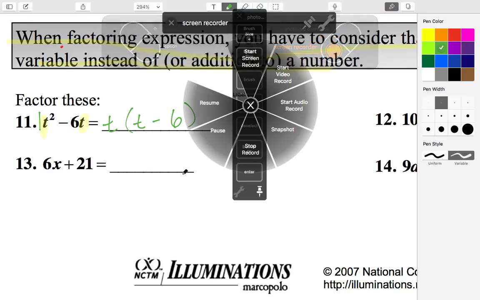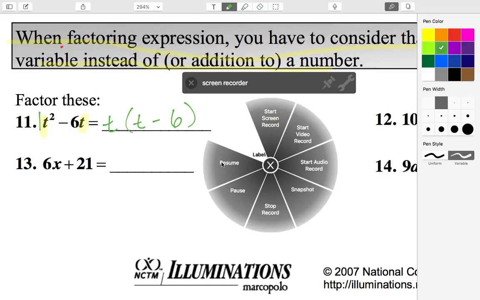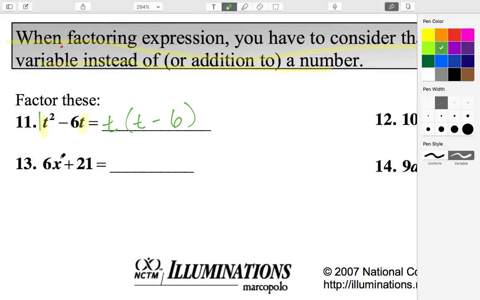For problem 13, let's go. So problem 13, you have 6 here, 21 here. Now, you can't just take out 6. So we've got to look for a different way. This is where our factor tree comes in handy. We're going to do 3 and 2 for 6. 21, what two numbers? 7 and 3. So all these are now prime numbers. So let's write them next to each other. 3 and 2, 7 times 3.